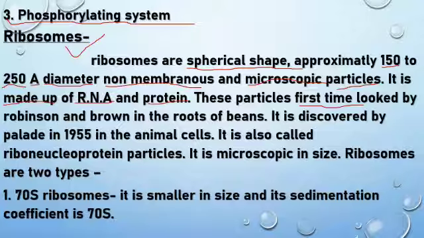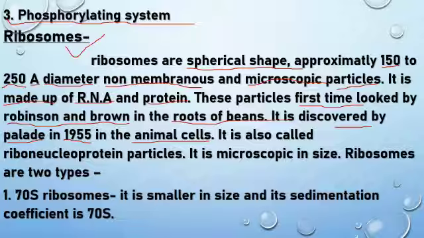These particles were very first seen by Robinson and Brown. Two scientists, Robinson and Brown, discovered the particles of the ribosome in the root of the beans. Then a scientist named Palade, in 1955, discovered the ribosomes in the animal cells.